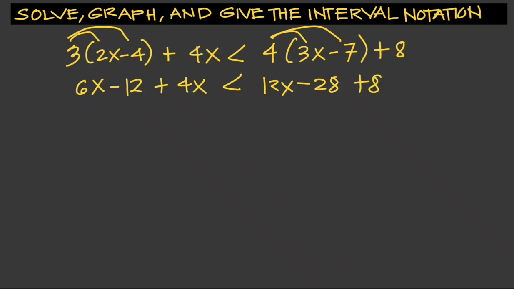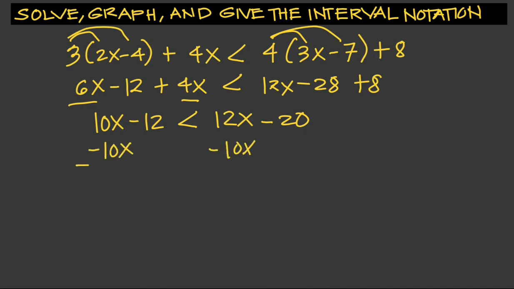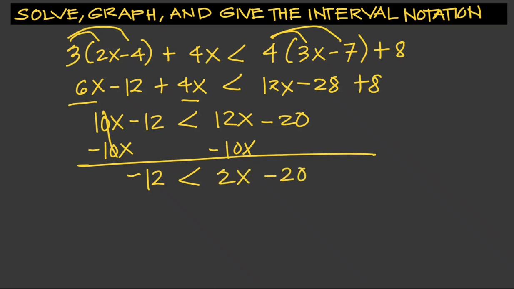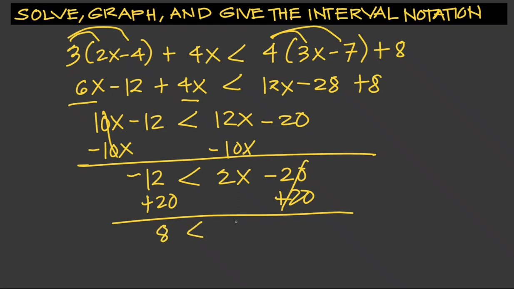And then we group like terms. 6x plus 4x is 10x minus 12 less than 12x. We copy that because that's alone. The -28 plus 8, that is -20. And then we can subtract 10x from both sides. So this cancels out. So we're left with -12 less than 2x minus 20. Then we add 20 to both sides. This cancels out. So we have 8 less than 2x.